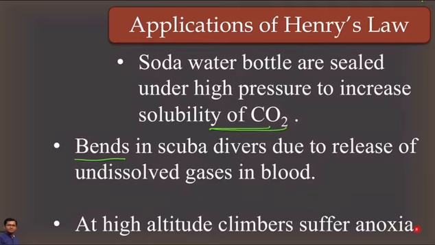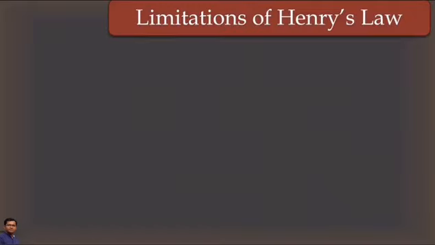Third one, at high altitude the climbers suffer from anoxia. What happens there? At high altitude the pressure of air is less, so the amount of oxygen is also less, so less oxygen gets dissolved in the blood and less oxygen is supplied to the brain. Under this condition the climbers cannot think properly. This condition is called anoxia. They feel weak. Okay, these are the applications.